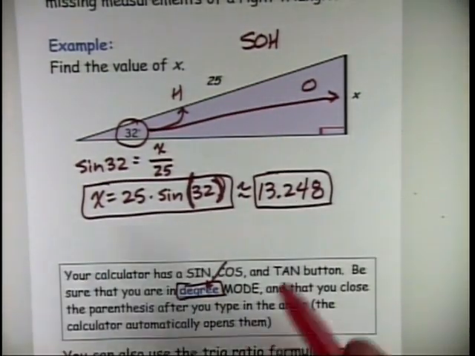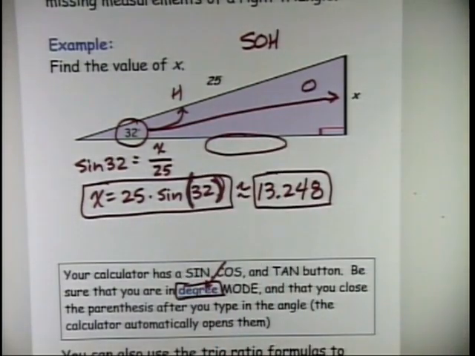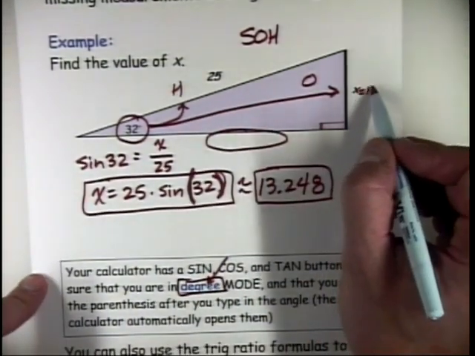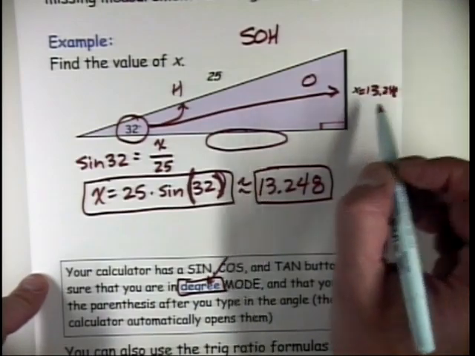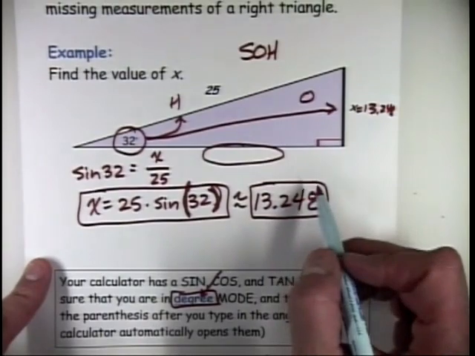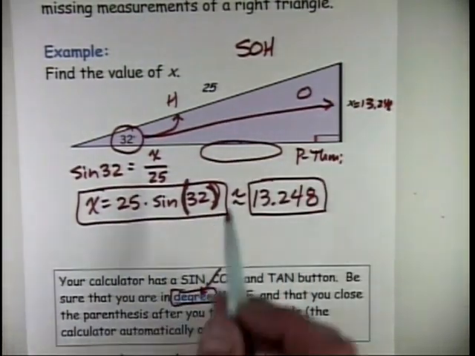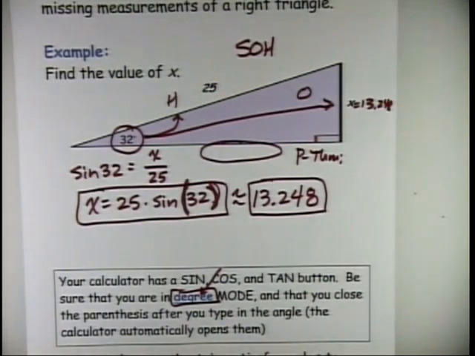We can actually complete the rest of the triangle. We can find the third side length now, since we know this right here to be 13.248. Remember the theorem that we can use to find the third side length if we know the other two? We can use the Pythagorean theorem if we wanted to, once we know that side, to find this. Or we can actually set up another ratio, another trig ratio, which I'm kind of excited about doing. Let's see what we get.